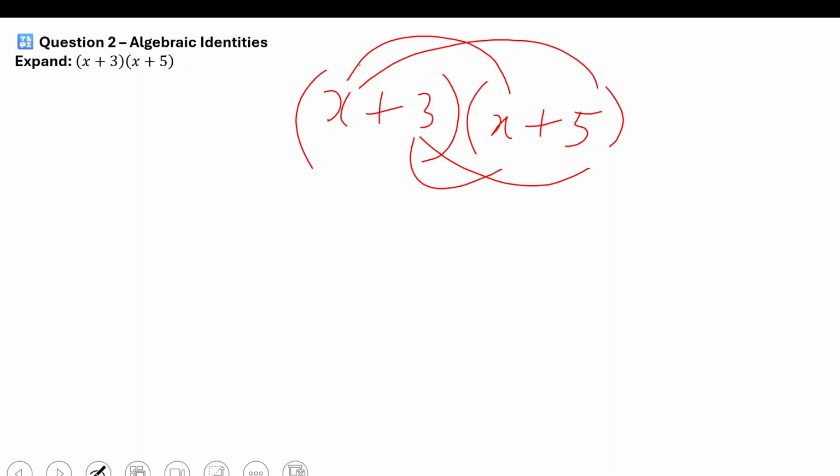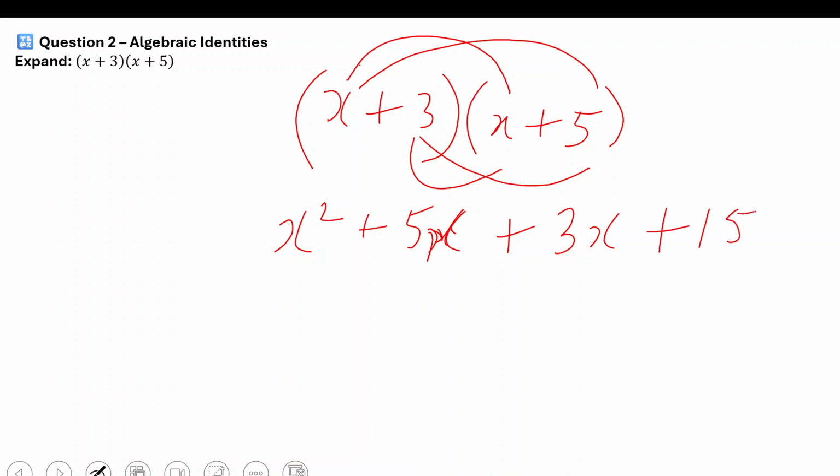So the first thing, x times x is x squared. X times 5 is plus 5x. Note the signs in front of the terms, right? Then plus 3 times x is 3x and 3 times 5 is plus 15. Okay, so I have 4 terms here. I have an x squared, I have a 5x, a 3x, and a 15.